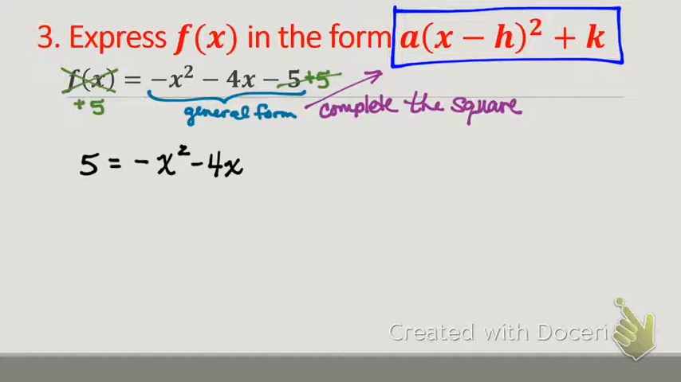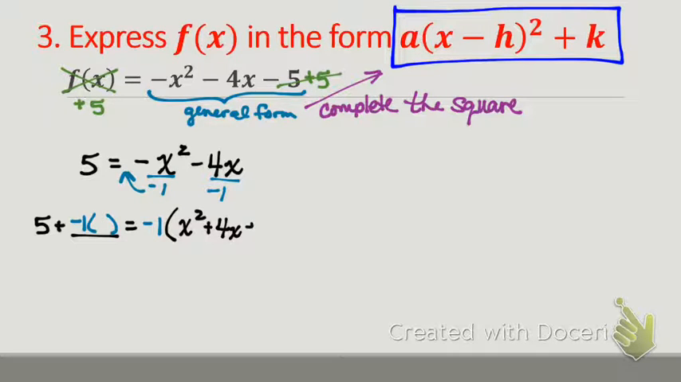Do we have an a value? Yes. What is my a value? Negative 1. So I have to get that out, and we kick it to the front. Do you remember doing that? Yes. Okay. So on this side, I know I'm going to be adding something over here. If I have to kick an a value out to the front, that's going to get multiplied to whatever I add over here. So I'm going to have x squared plus 4x plus something so that I get a perfect square trinomial.